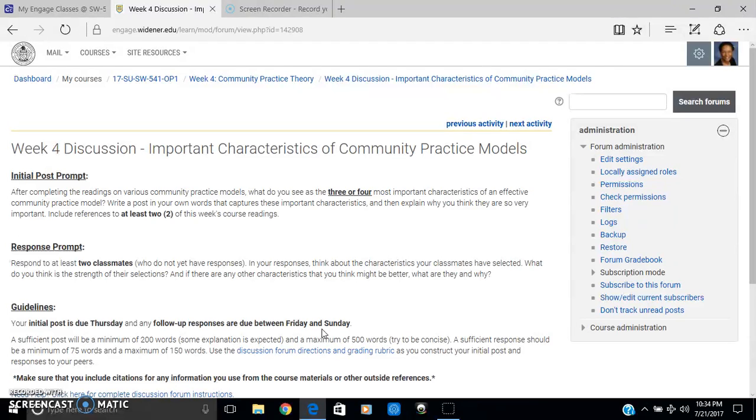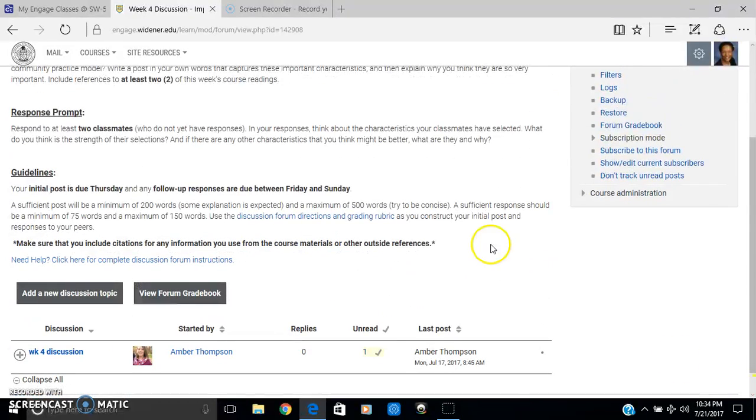So in the week 4 discussion, after looking at the readings on various practice models, you are to talk about what you see as the 3 or 4 most important characteristics of an effective community practice model. And then you are going to make sure to include at least references from 2 of the readings that you've read this week and to respond to 2 of your classmates. Your initial post is due by Thursday, and then follow-up responses are due between Friday and Sunday.